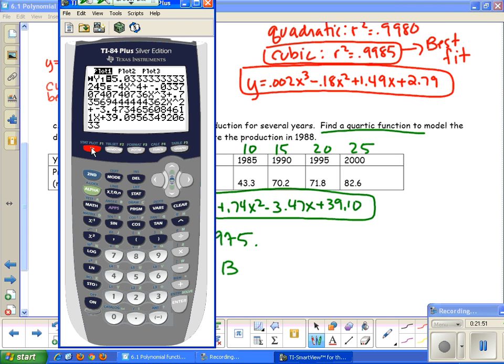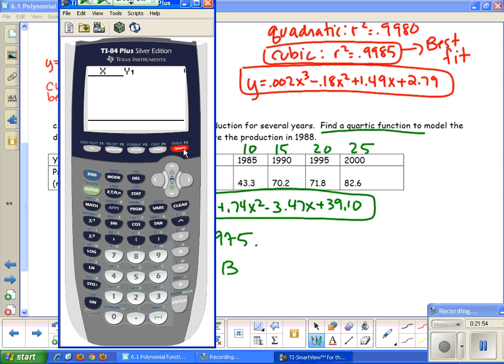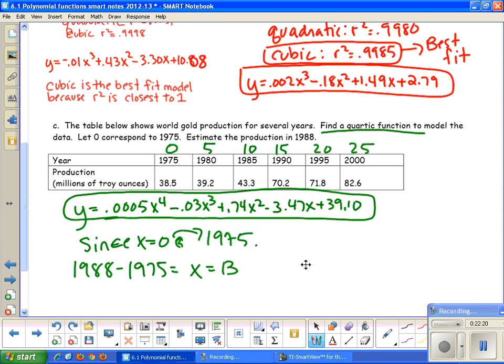So since I did that stat vars, y vars, I can just go to second graph, which gives me my table. Oops, I changed this from my other class, so I'm going to fix that. So going to my table, if I go to 13, I can get what the production level is going to be in 1988. So 58.59. And remember, this is in millions of troy ounces. So the Y value would be 58.59 millions of troy ounces.